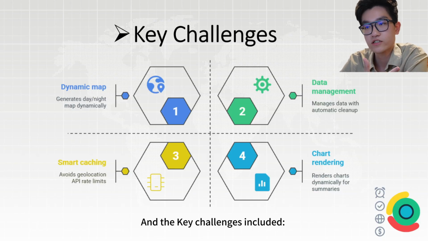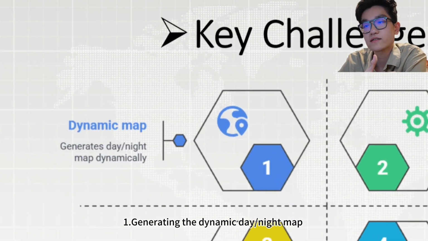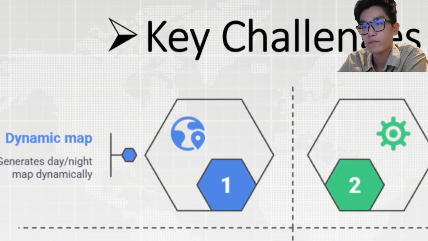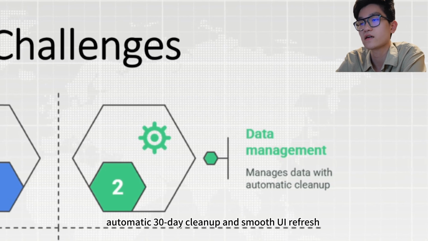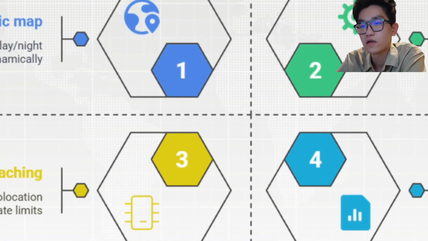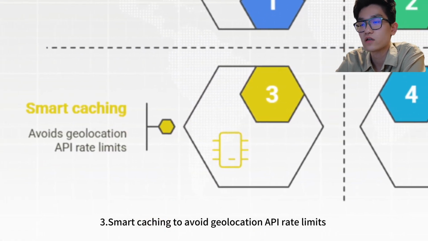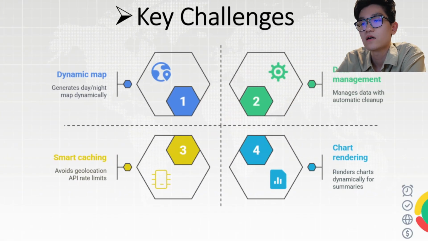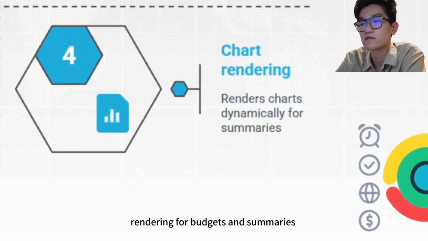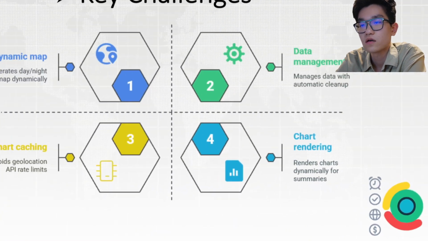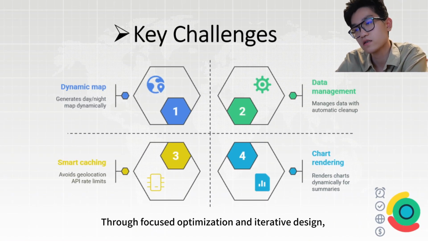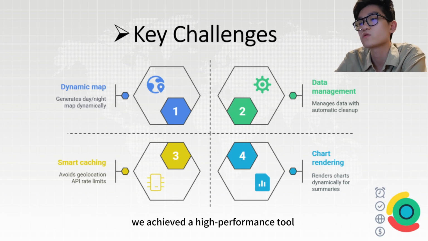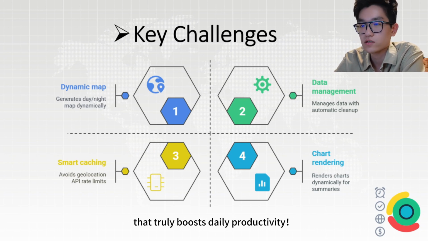Key challenges included generating the dynamic day-night map, managing growing data with automatic 30-day cleanup and smooth UI refresh, smart caching to avoid geolocation API rate limits, and dynamic on-the-fly chart rendering for budgets and summaries. Through focus optimization and iterative design, we achieved a high-performance tool that truly boosts daily productivity.